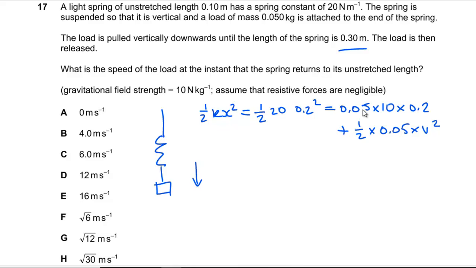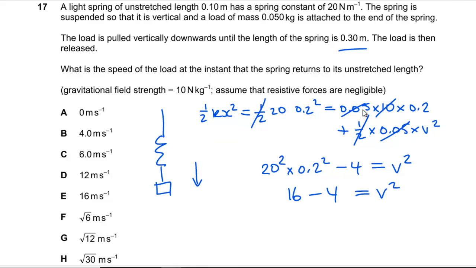So let's start doubling a few things up then. So let's multiply everything by 2, gets rid of that, makes that a 0.1, which cancels with that. I've then got this 0.05 here, so multiply by 20 on that. So I'm going to have 20 squared times 0.2 squared, and then minus 4 is v squared. So this is a fifth of 20 is 4, and then I'm going to have to square it all. So I've got 16 minus 4 is v squared. So v is root 12, which is g.